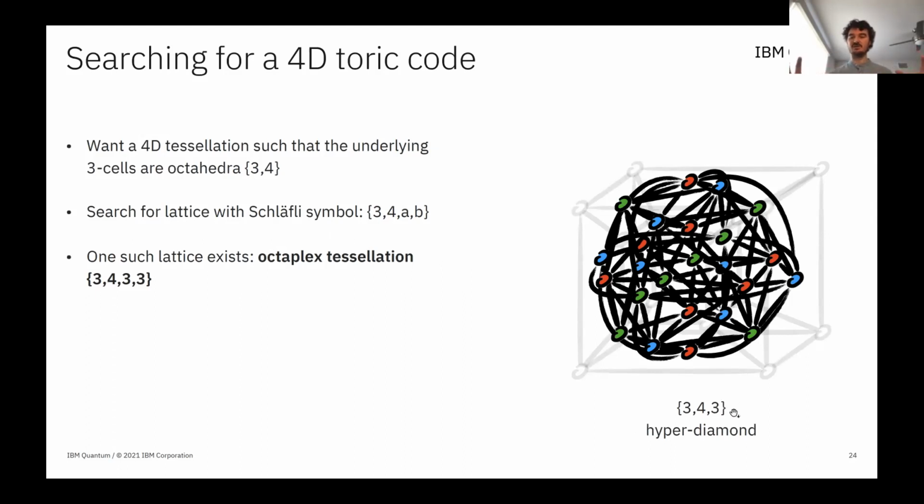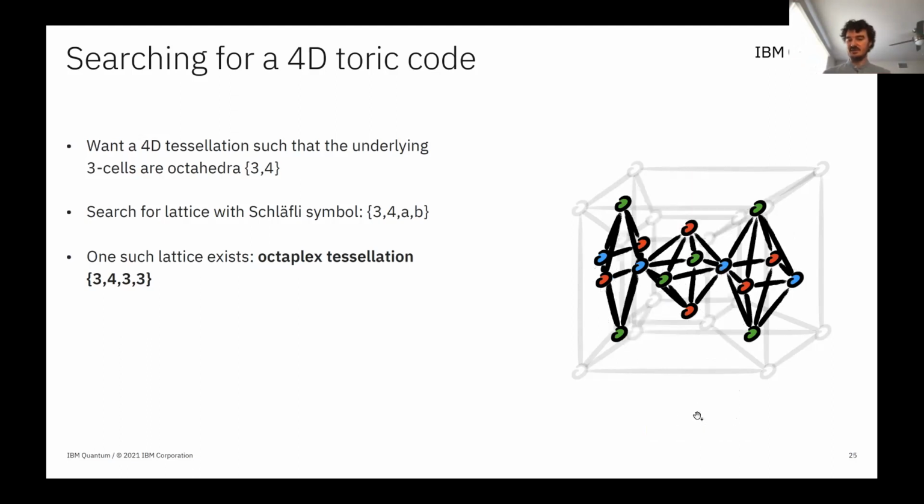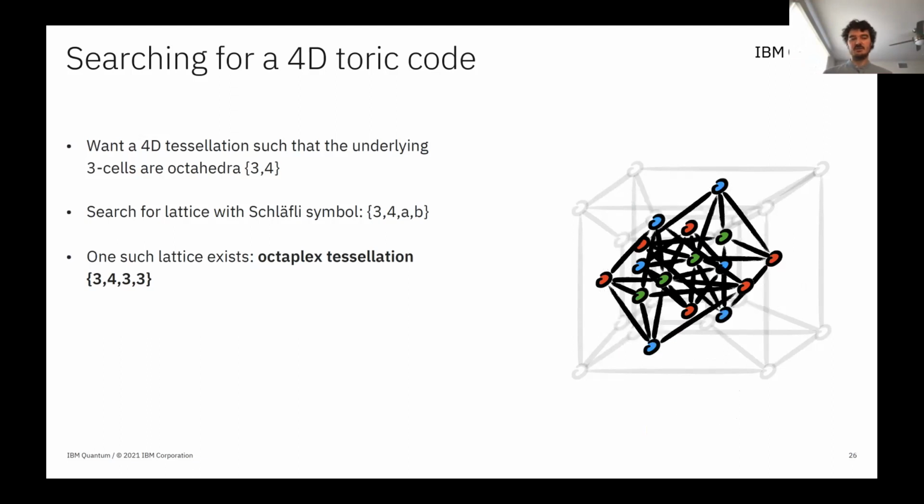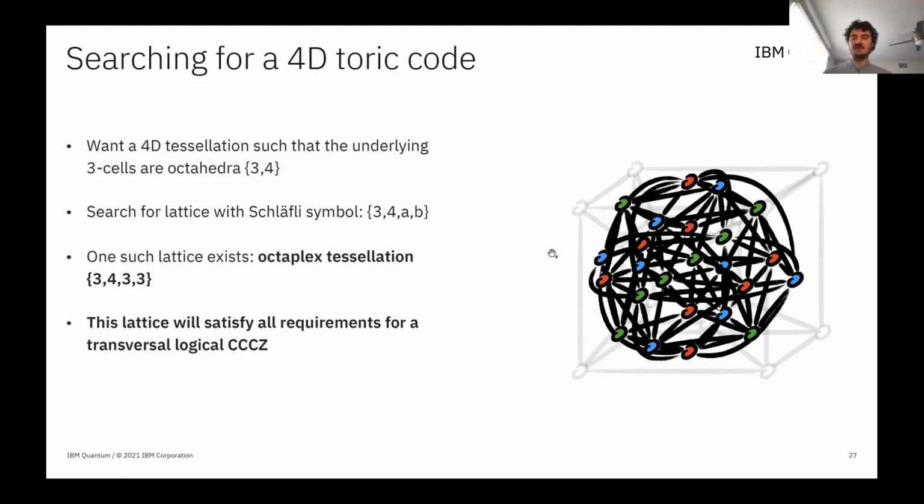So these are the four-dimensional cells that are making up our four-dimensional tessellation. Okay, and these hyperdiamonds themselves are made up of octahedra, right? So if I look at a small subset of the vertices, you see these octahedra clearly. Okay, and because we've constructed it this way, this lattice will satisfy all of the requirements that we need for a transversal logical CCZ, because we imposed these restrictions on the lattice previously to set out our search space, and then we find our logical CCCZ.